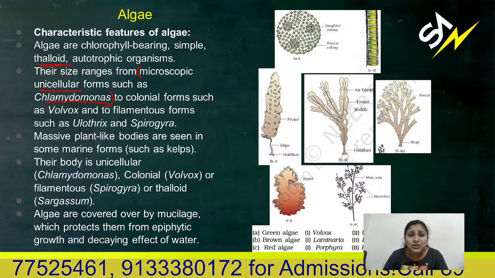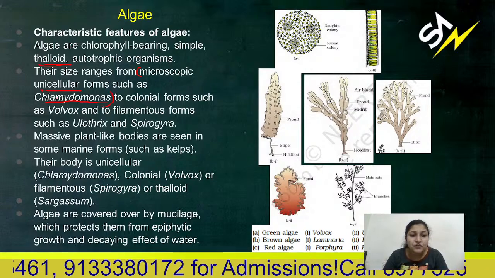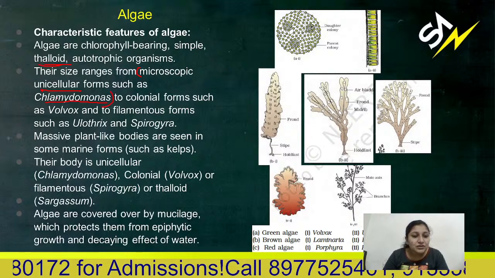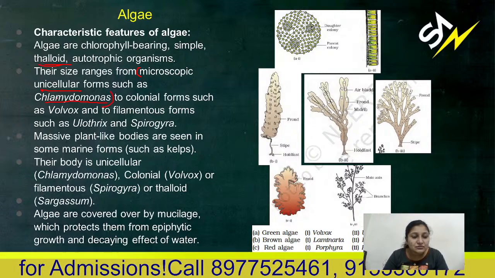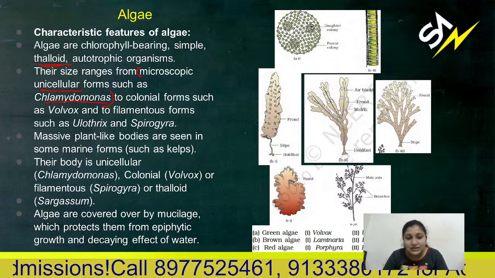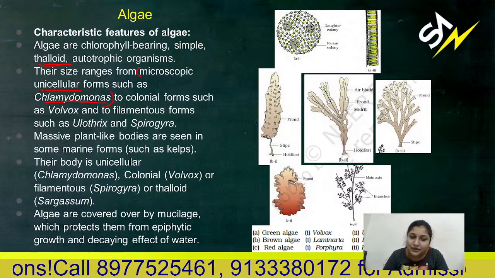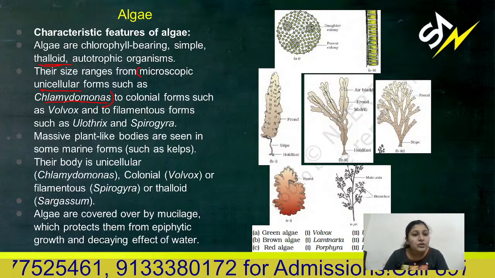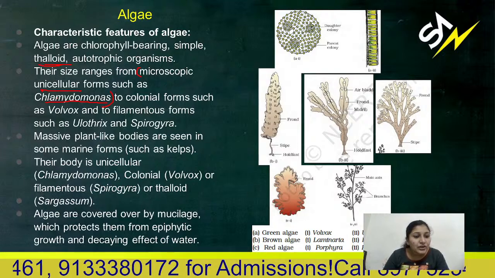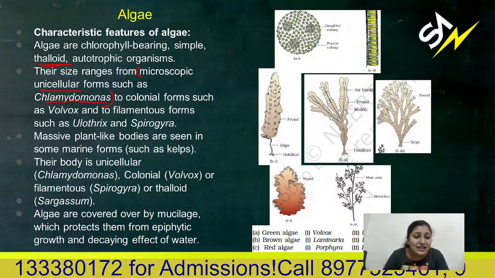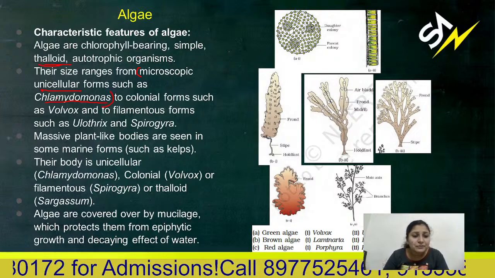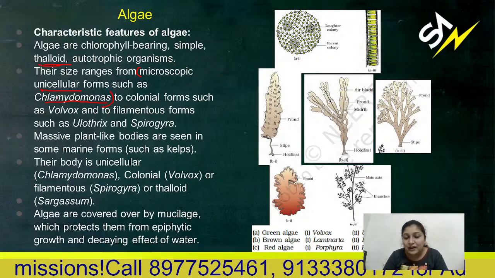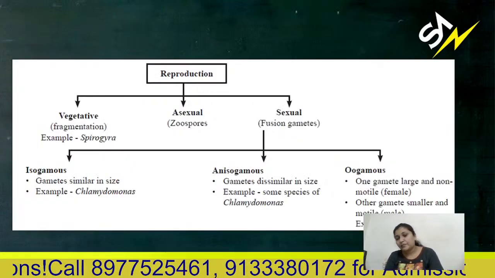Massive plant-like bodies are seen in some marine forms such as kelps. Their body is unicellular. Again, we are revising that: unicellular Chlamydomonas, colonial Volvox, filamentous Spirogyra, Ulothrix, and thalloid Sargassum. Algae are covered over by mucilage, which protects them from the epiphytic growth and decaying effect of the water.